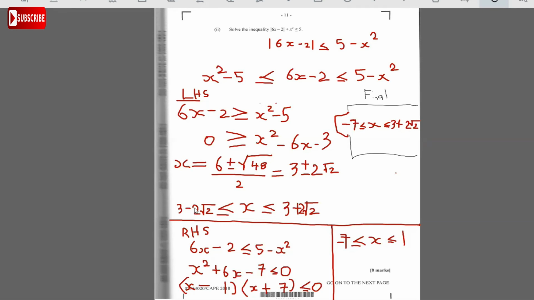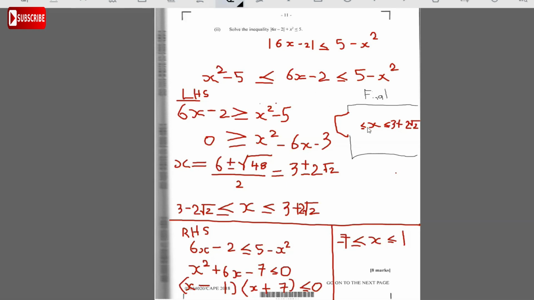Let's check this solution. This is the good thing about modulus questions: you have to check your solution. As you can see, the minus 7 part is not working. So let's check from 3 minus 2 root 2. That is 0 point something, so let's check from 0. 0 minus 2 plus 0, that's good. And so indeed, the smaller part works. So 3 minus 2 root 2 works.